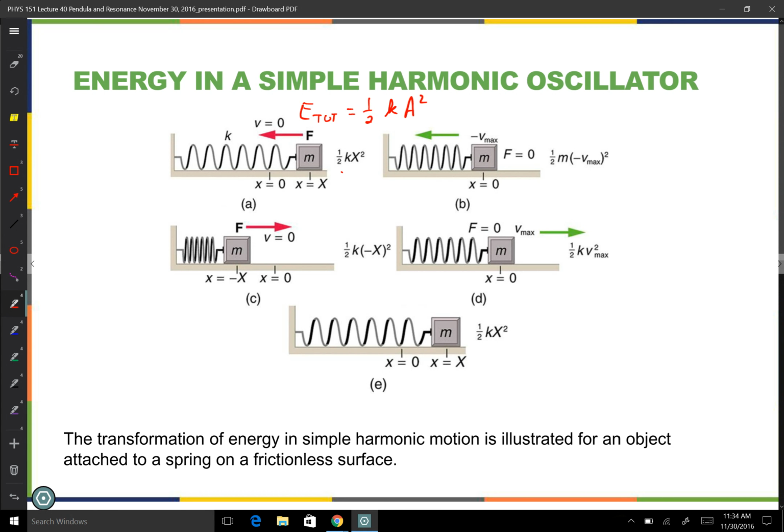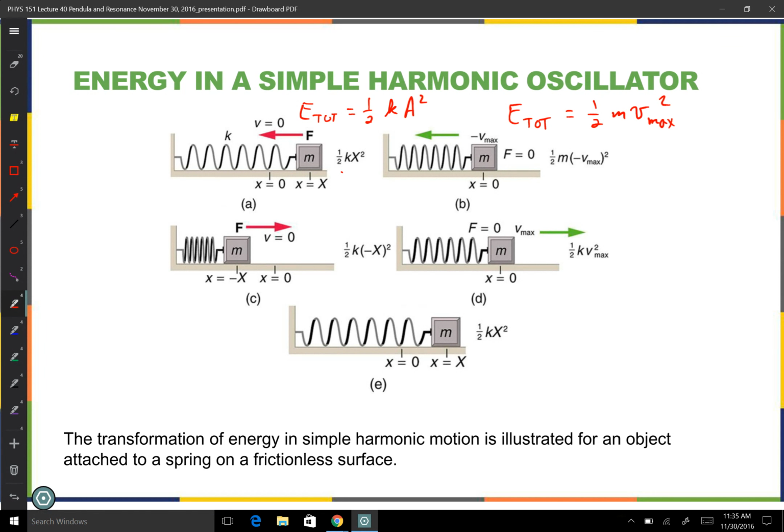In the second picture, it's at its fastest speed as it goes through the equilibrium position, and the spring is unstretched. So in this case, the total energy is equal to 1/2 mass times maximum speed squared. Now note the picture has minus Vmax squared. If I square minus Vmax, what do I get? Vmax squared. So the two things are identical.